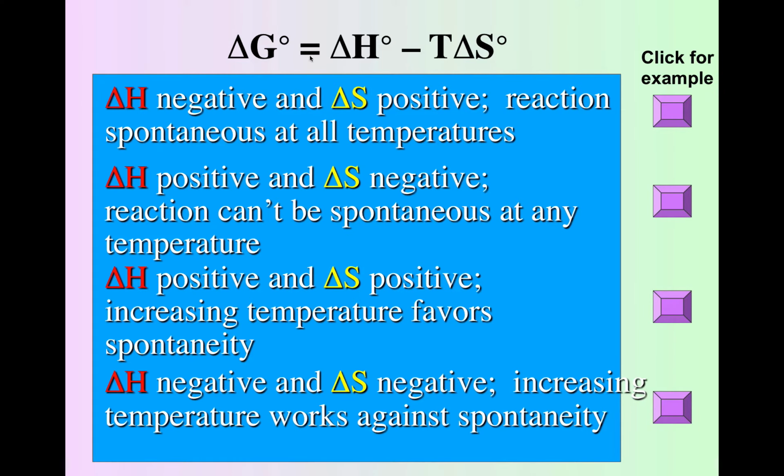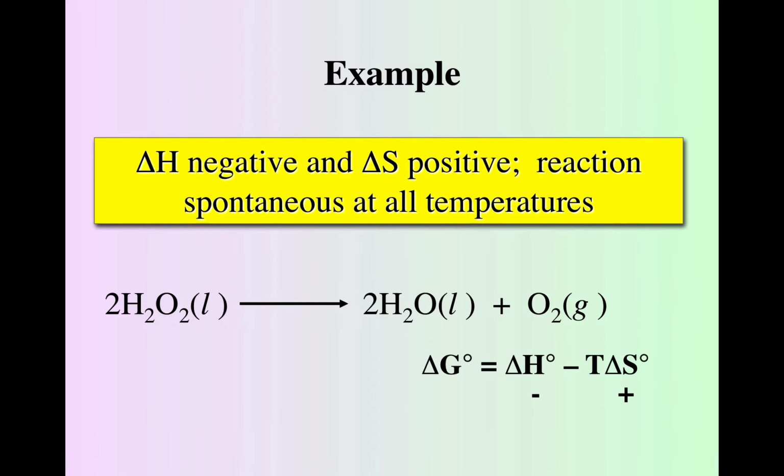So these buttons are clickable to see examples, right? Looking at the first example, an exothermic reaction that's becoming more disordered. For example, the decomposition of hydrogen peroxide, which, as we showed in class, is a very slow reaction, but very spontaneous, and spontaneous at all temperatures. So you've got both terms, right?